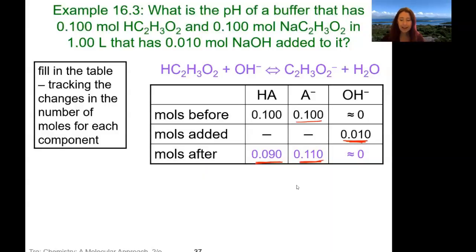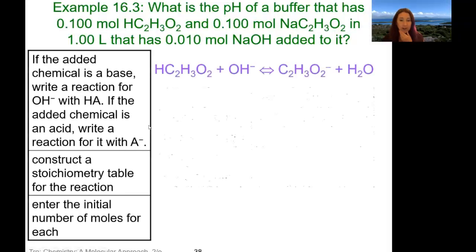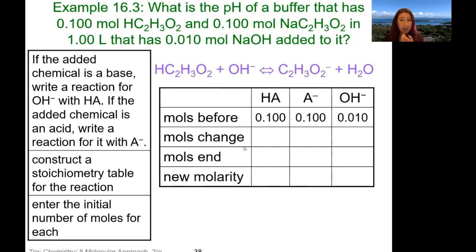Okay, so this is now our moles table. This is the amount of our acid and our conjugate base that we have in the end. Well, not in the end, but after we've added our OH. Now we need to figure out our change in our moles.